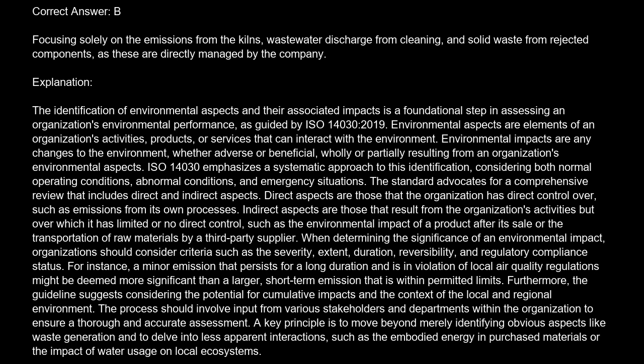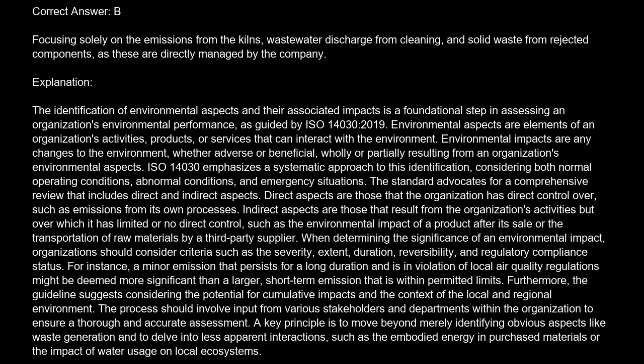Direct aspects are those that the organization has direct control over, such as emissions from its own processes. Indirect aspects are those that result from the organization's activities, but over which it has limited or no direct control, such as the environmental impact of a product after its sale or the transportation of raw materials by a third-party supplier.